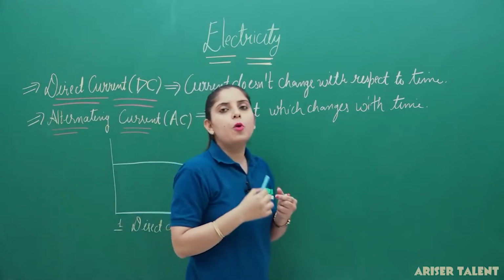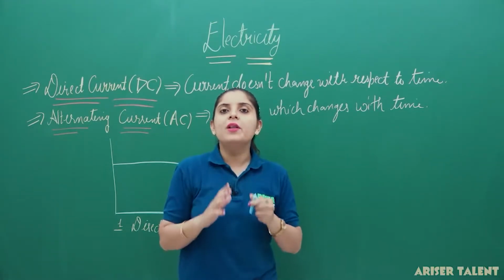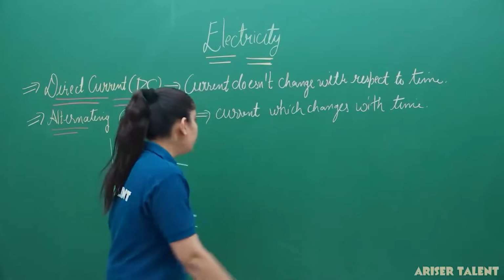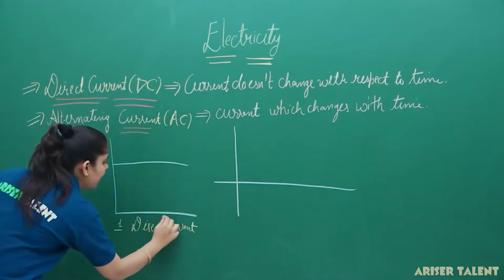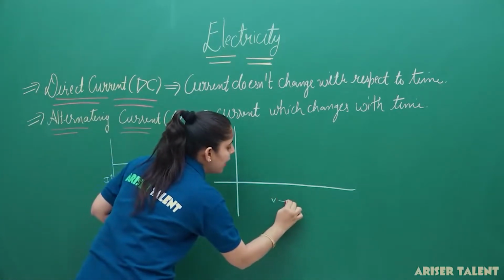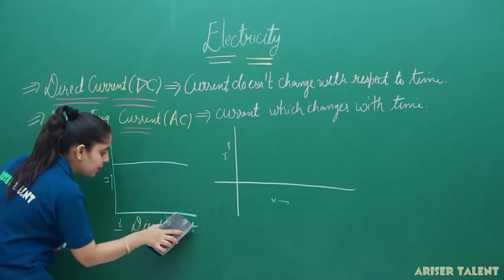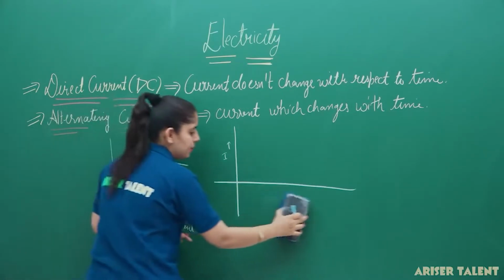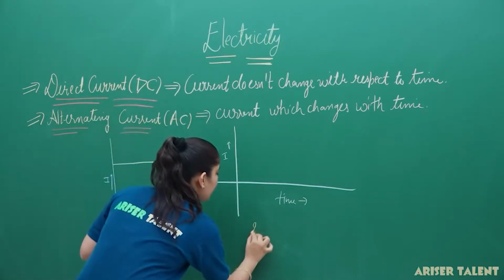Secondly, if we plot a curve for alternating current with different values of voltage and current, you will get a curve which repeats itself after a regular interval of time. Suppose here we take the value of V and here the value of I. This is a VI curve, or we can say it is current with respect to time, so you can plot time here. It means for different values of time we have different values of current here.